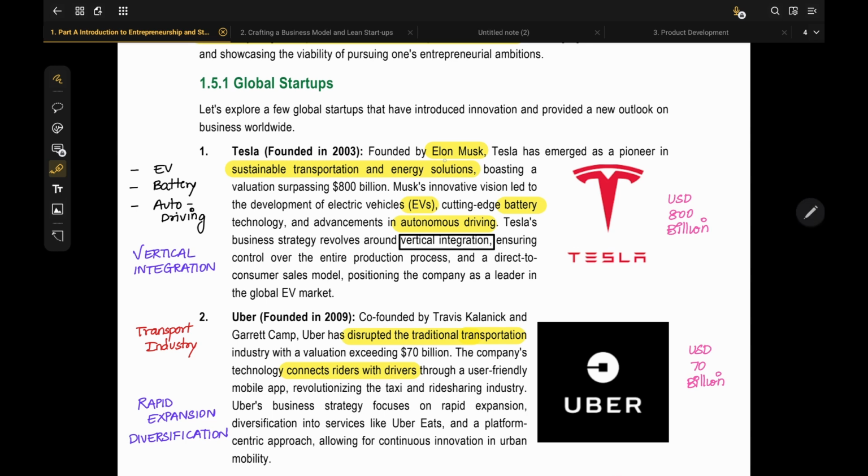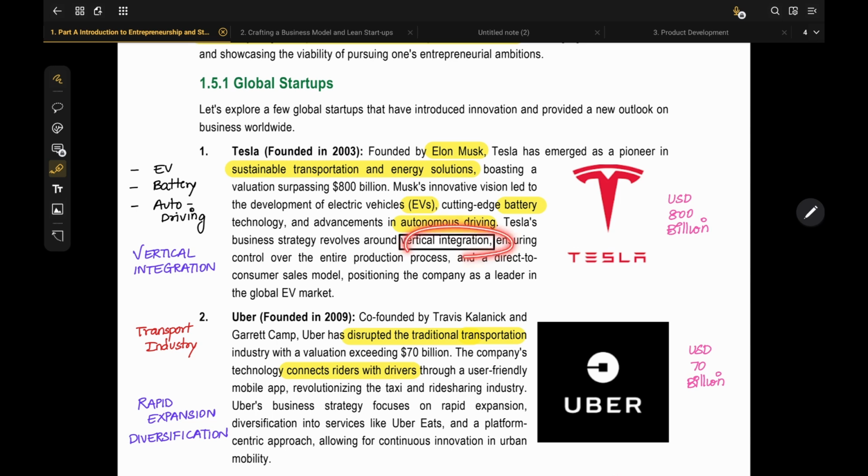are given here. Tesla is founded by Elon Musk, we already know, and sustainable transportation and energy solutions is the industry where they are working. Sustainable transportation, without carbon dioxide, without fossil fuels, they are creating a transportation. And then EV is the main market, Tesla car. And then battery technology is very good with Elon Musk. He is using that for creating the cars. Autonomous driving, autopilot driving, that is also an important aspect of his business.